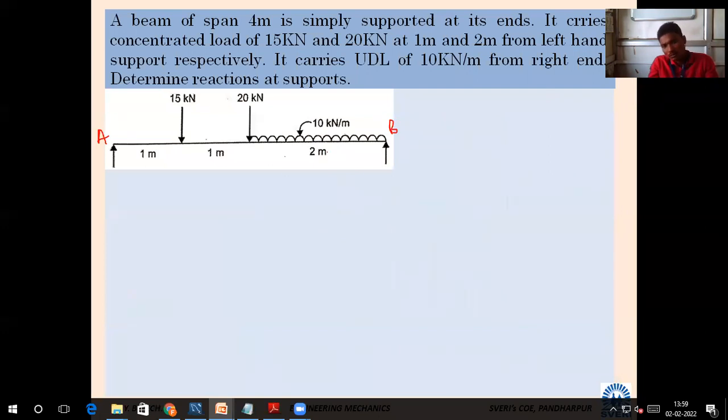And which type of load is applied here? Uniformly distributed load. While calculating, we have to convert that uniformly distributed load into a point load. How? Just see here now. Over how much length is the uniformly distributed load applied? 2 meter.